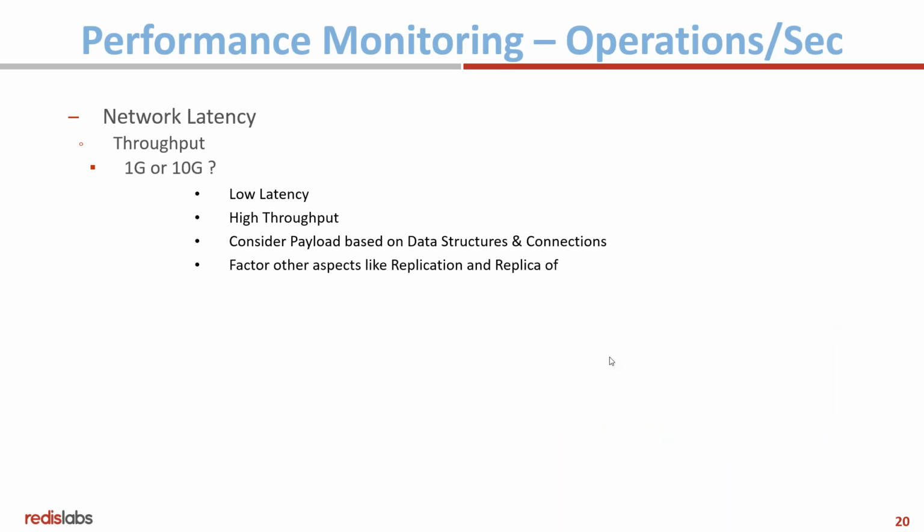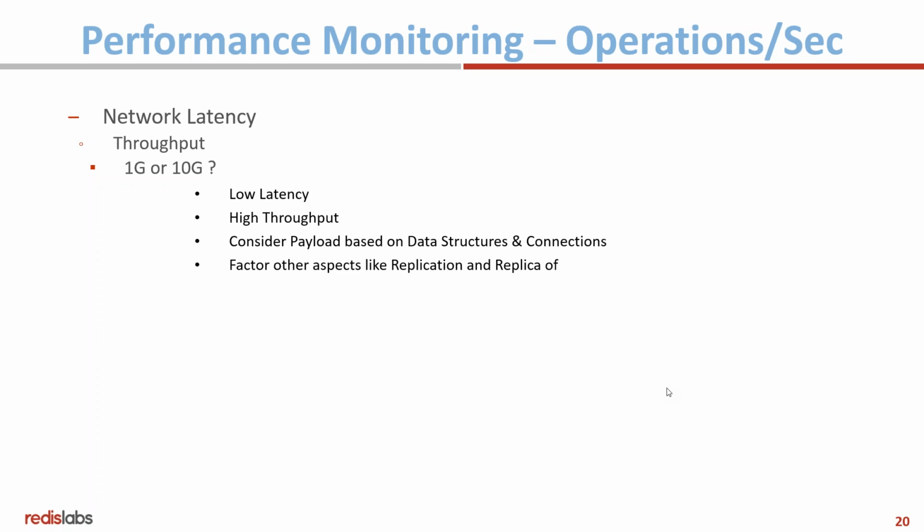Okay, so the network latency is another thing that you need to consider. First of all, do I use a 1 gig or a 10 gig? Our recommendation is always 10 gig. Most of the time, you're limited by your network capacity more than the Redis latency itself, right? But I have run into environments where you have no choice but to have a 1 gig network. The ideal recommendation is to have a low latency and a high throughput network. You should also consider the payload based on the data structures and connections you're using, right? How many connections are there?